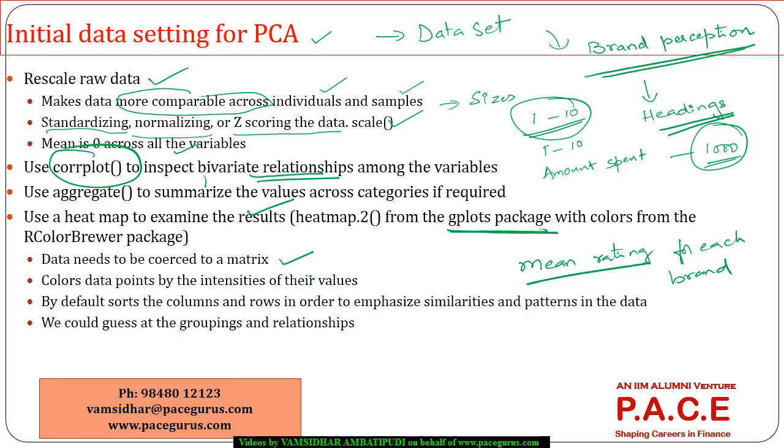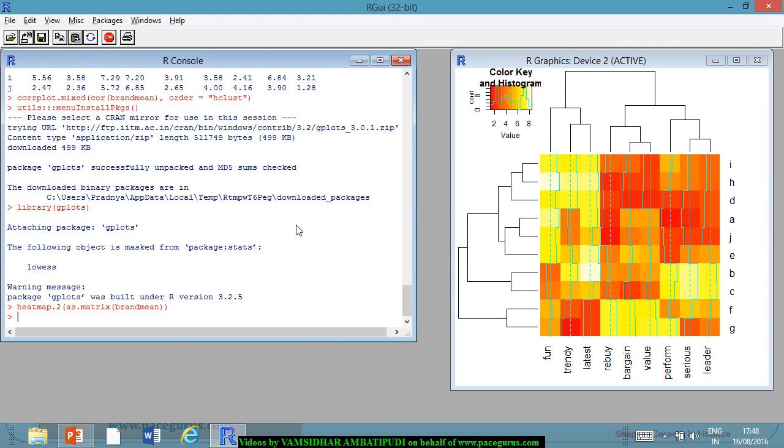If the data is not in the form of a matrix, and I have to use a heat map, I have to convert it into a matrix. And if I have the colorbrewer package, I have many more options for setting the colors. But by default, the sorting is done to emphasize the similarities and patterns in the data, and based on that, the groupings and relationships can be understood. This is what I meant by interpretation from this heat map. We can quite comfortably interpret the groupings as well as the relationships between the variables.